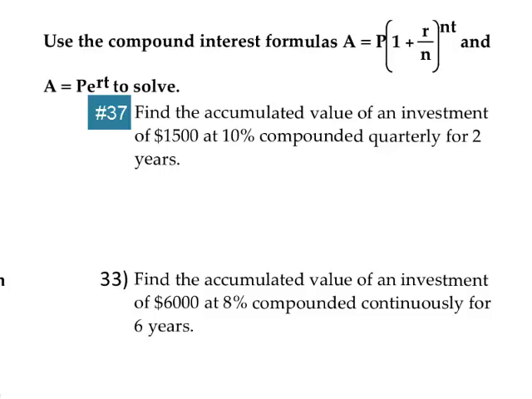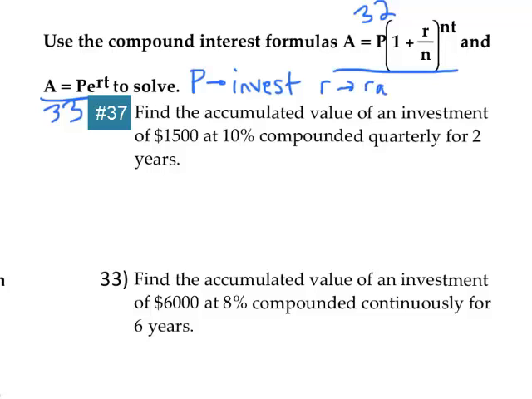32 and 33, we're going to use these formulas. We're going to use this formula for 32, this formula for 33. So they're telling us all this information in this problem. The P is for the amount that we are investing. It's our investment. The R is the interest rate. T is for how much time.